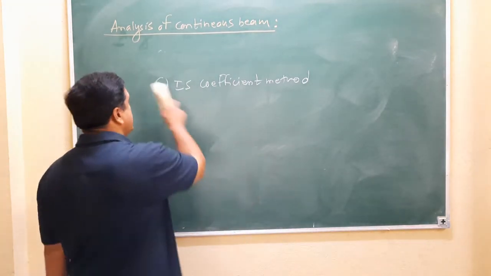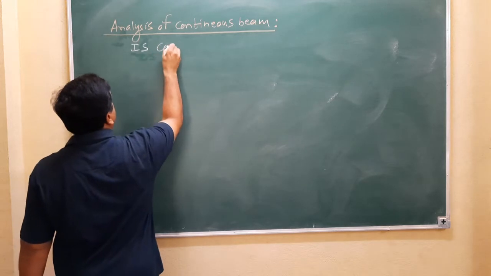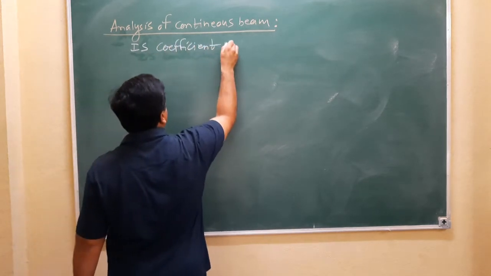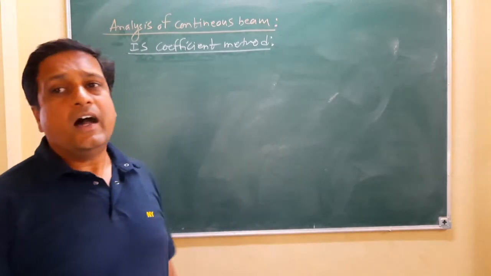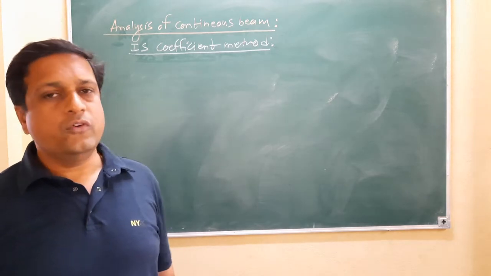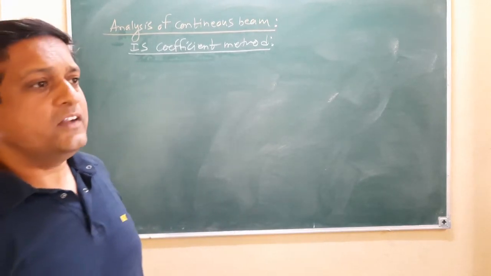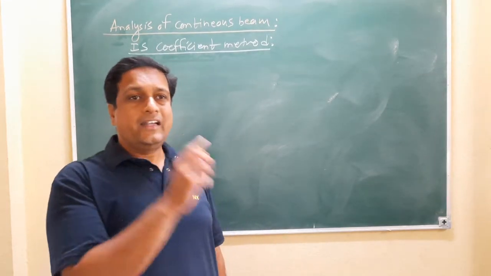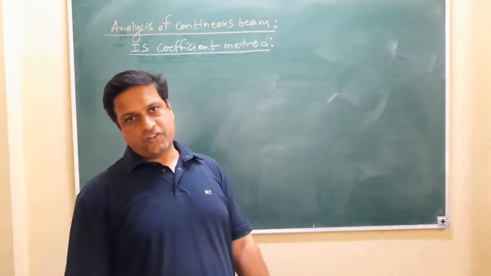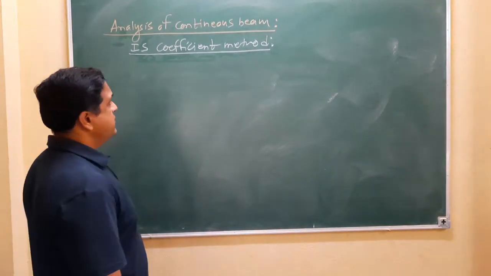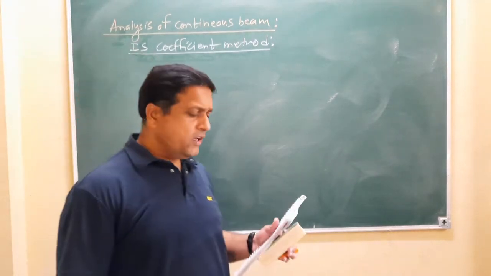for the analysis purpose. So first is the IS coefficient method. The IS coefficient method is given in IS 456, 2000 version, on page number 36. On page number 36, Table 12 and Table 13 are given. Table 12 is related to the bending moment coefficients and Table 13 is related to the shear coefficients. In the IS coefficient method, the coefficients are given directly, and you directly find the bending moment at particular locations.